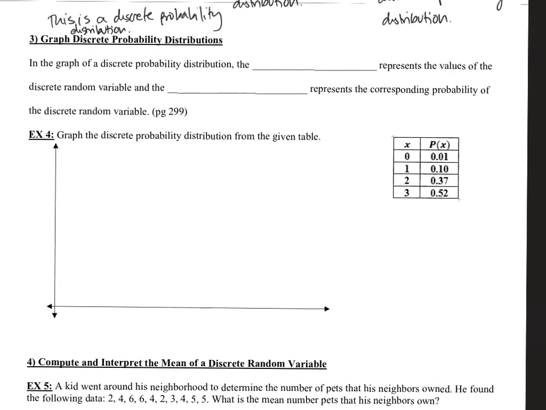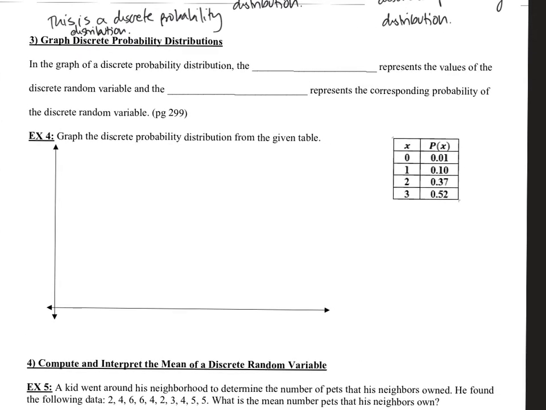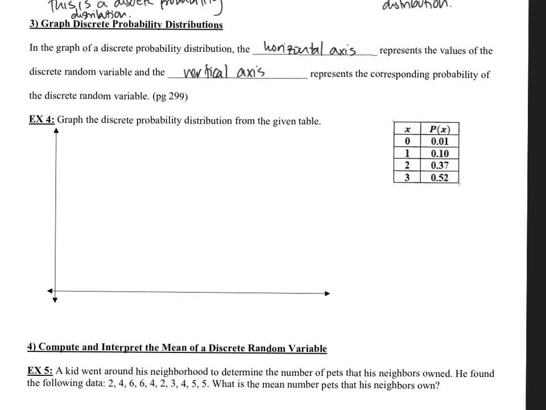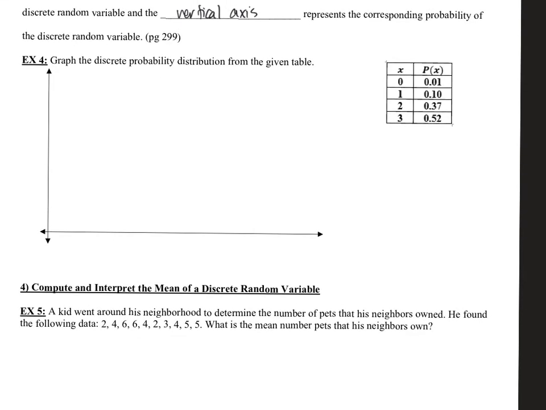Now let's take a look at objective 3, graph discrete probability distributions. So in the graph of a discrete probability distribution, the horizontal axis represents the values of the discrete random variable, and the vertical axis represents the corresponding probability of the discrete random variable. So x and then p of x. Now, for example 4, we're going to graph the discrete probability distribution from the given table.